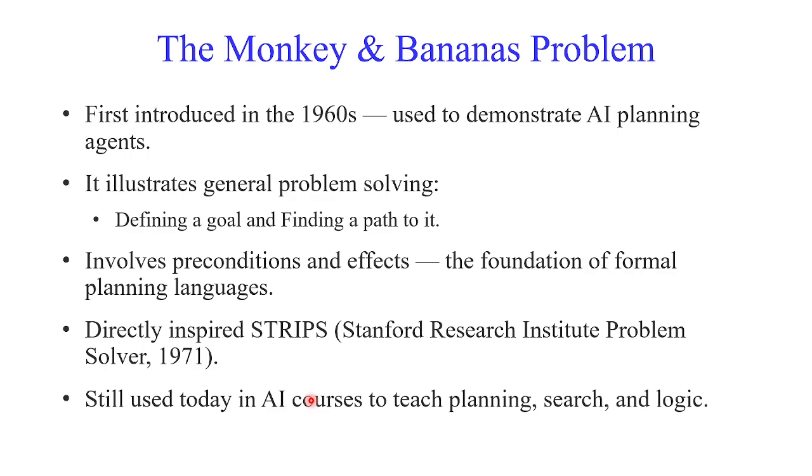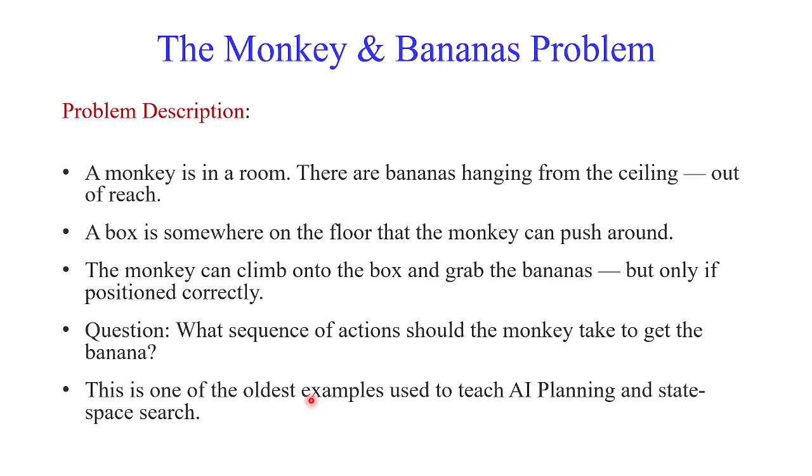Now we will look at the description of the problem. So you can see there is a monkey in the room. The bananas are hanging from the ceiling and are out of reach of the monkey. The monkey cannot jump up and grab them from the ground. There is a box somewhere on the floor in the room. The monkey is strong enough to push this box around, and it can climb over the box and grab the bananas. But it should be positioned correctly.